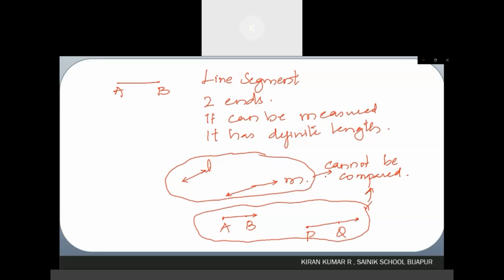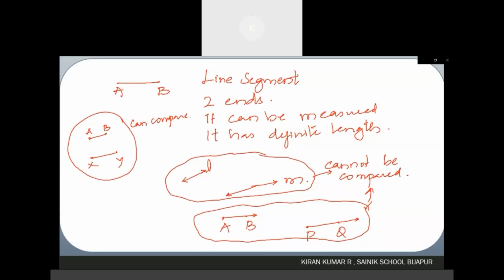However, two line segments, say line segment AB and line segment XY, can be compared. Now I have made it clear why a line or a ray is not considered under the measuring topic.